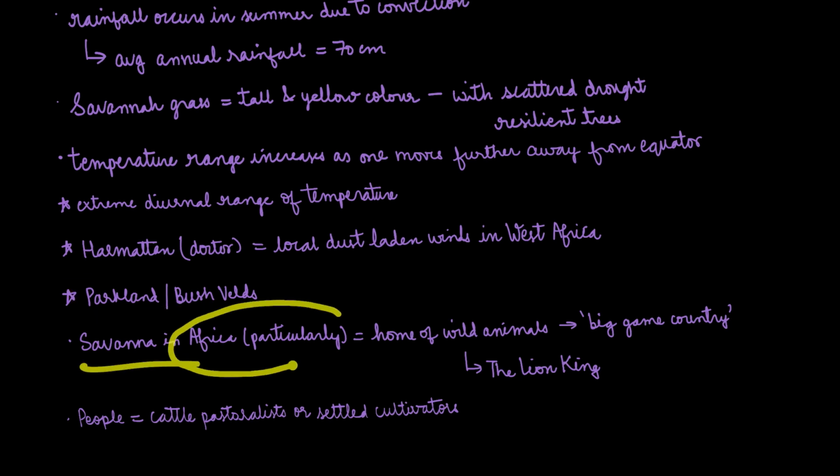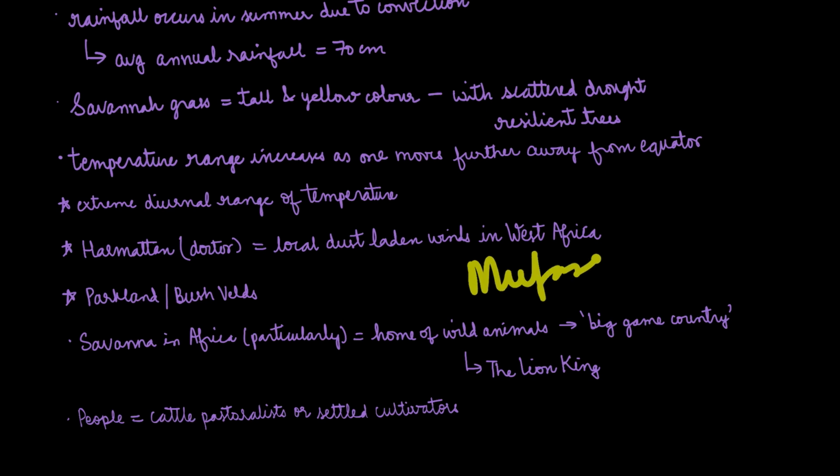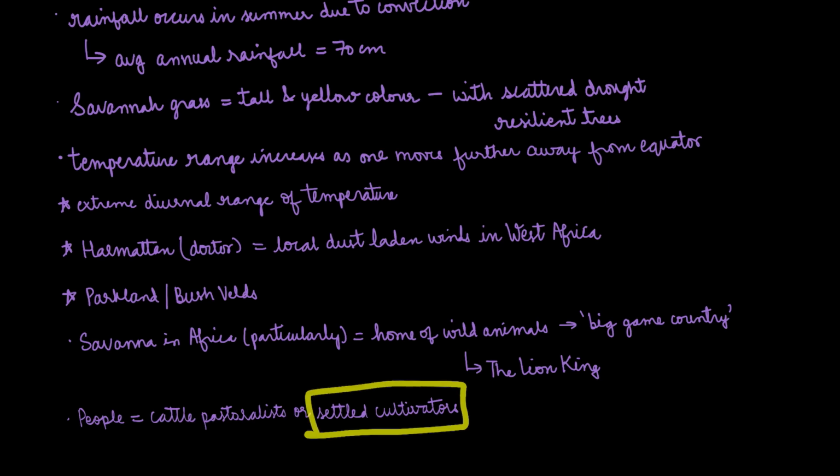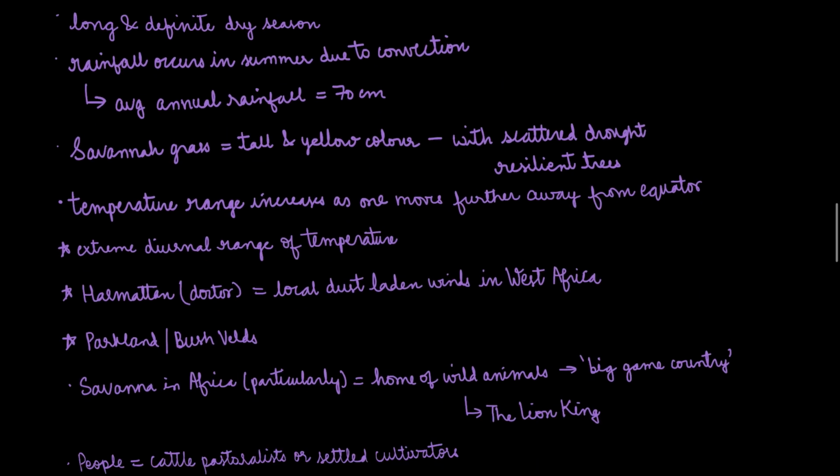Savanna in Africa particularly is a home for wild animals. It's also called the big game country. You might have seen Disney's Lion King. That is one of the representations of the African savanna. You might remember Mufasa and Timon and Pumbaa. The people over here were cattle pastoralists or settled cultivators. So this is the explanation for the Sudan region.